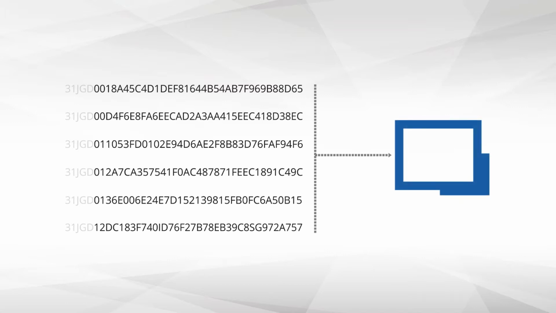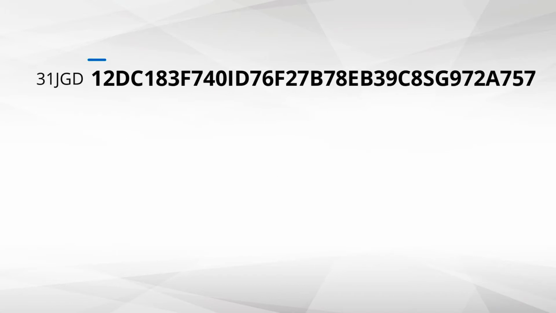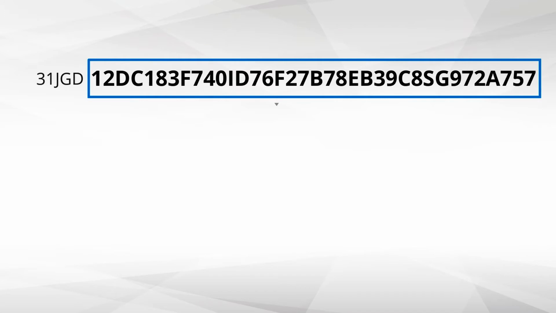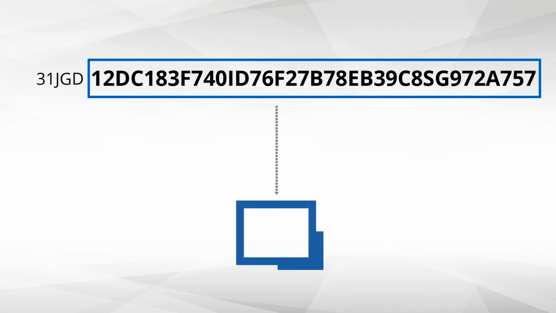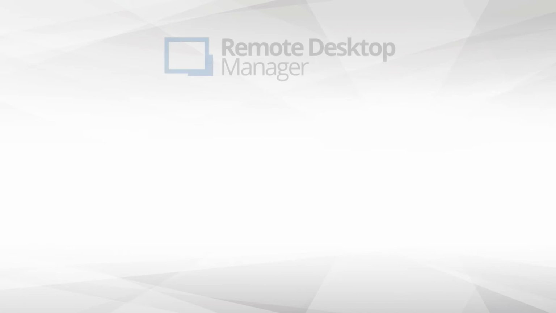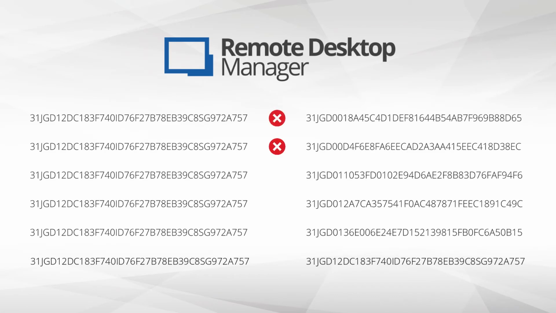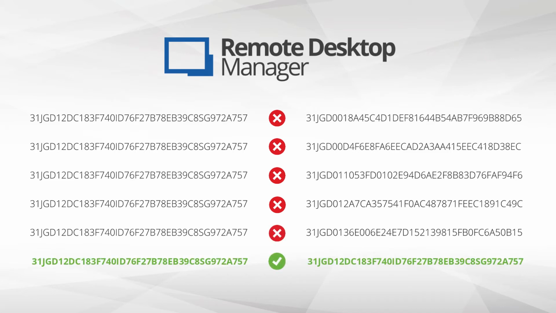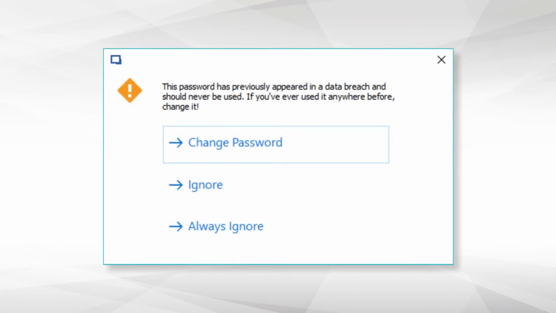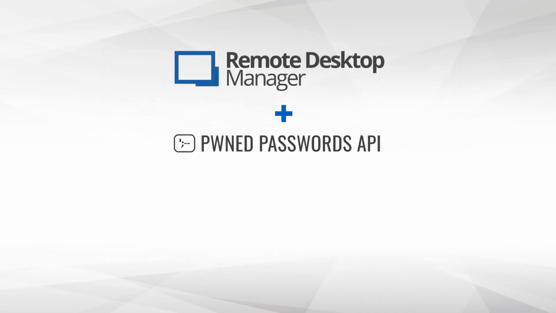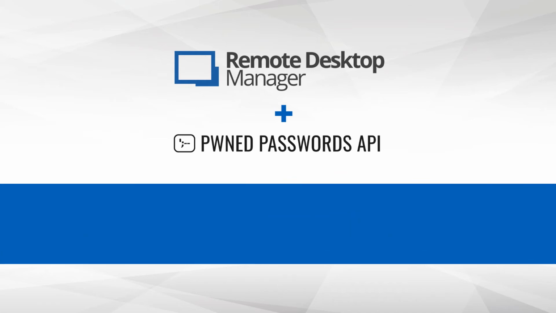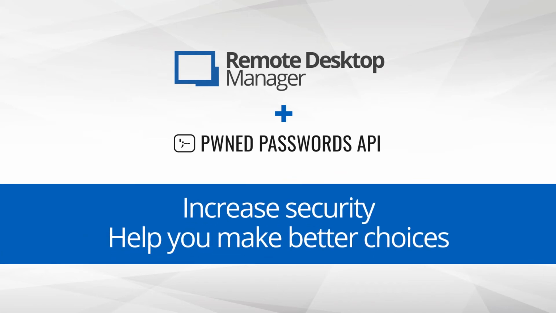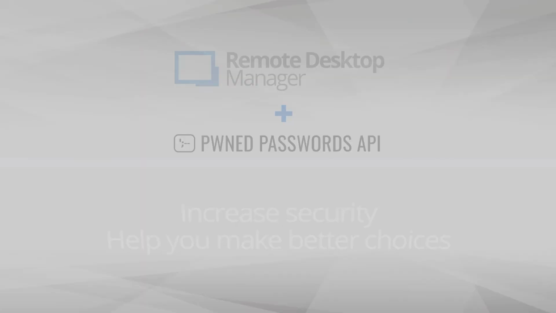Actually, it won't even send the whole thing. It will only send the second part of the hash back. So in this whole communication, there's not enough information to reconstruct the password. Once RDM receives the second part of the hash, it will compare the entire thing and see if there is a match. If there is a match, that's when we get the pop-up that says the password has been pwned. So as you can see, there's a lot of encryption going on and a lot of checks and balances to make sure that your passwords aren't being sent off into the world. The whole idea here is that we're trying to up security and help you make better choices.